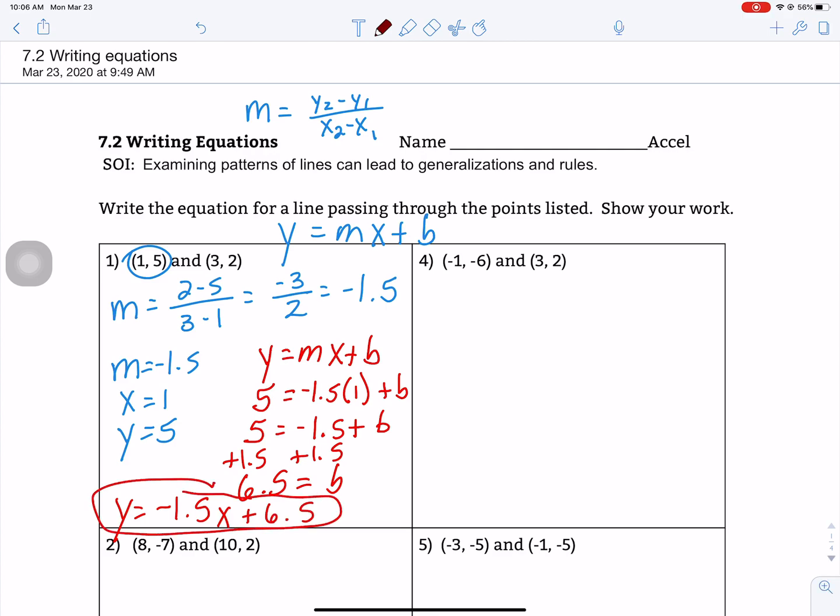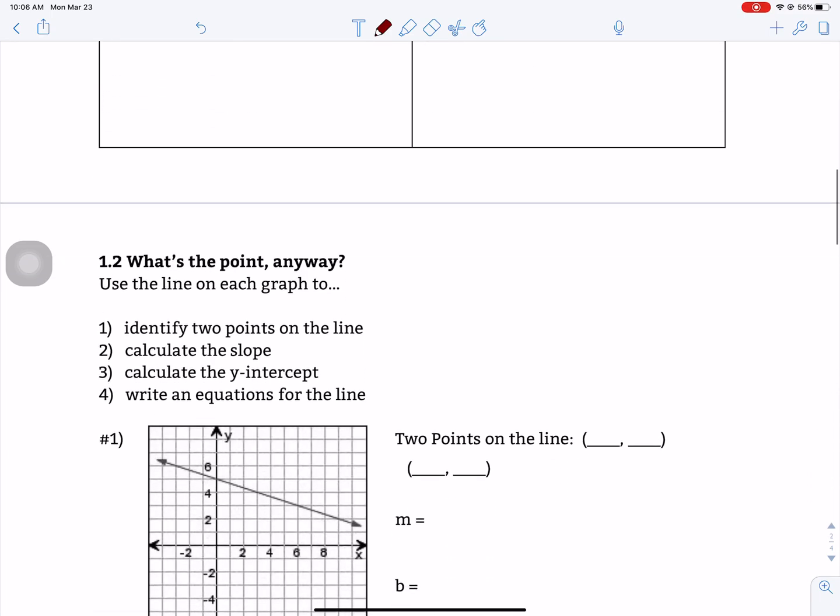So first thing I'm doing is finding my slope. Then I'm finding my y-intercept. And then rewriting the equation. So I do that on all of these problems here.